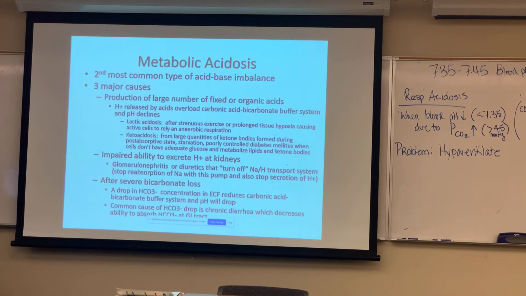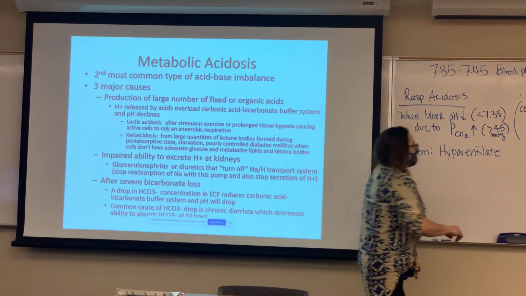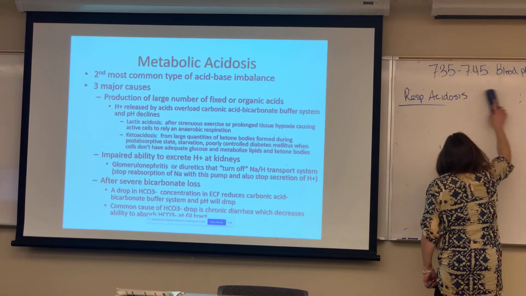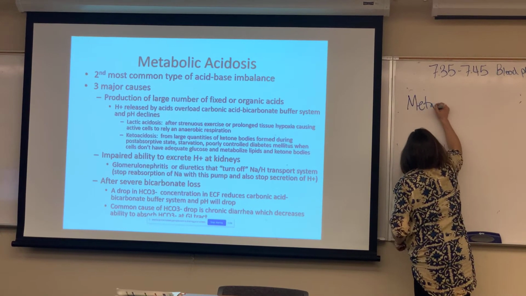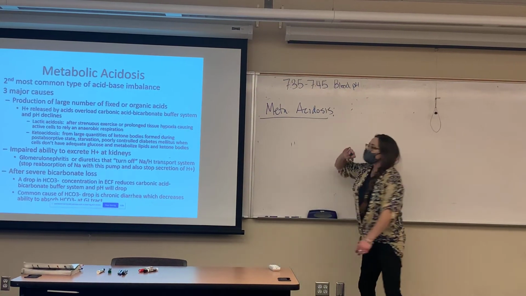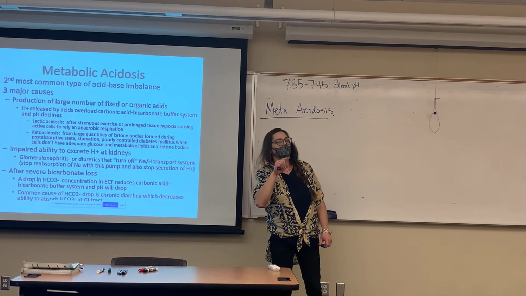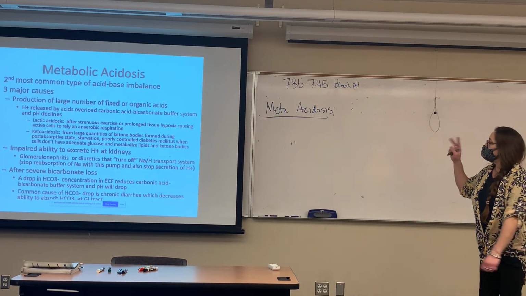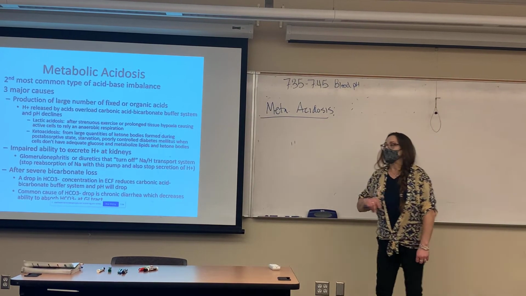Okay, so now we're going to talk about metabolic acidosis and metabolic alkalosis. Let's start with metabolic acidosis. When I think about metabolic acidosis, first of all, it's the second most common type of acid-base disorder. The first one, respiratory acidosis, is the most common. Second is metabolic acidosis. The two alkalotic states are pretty rare.